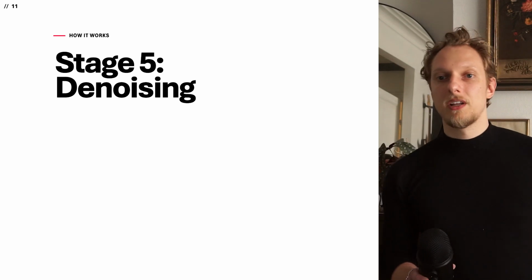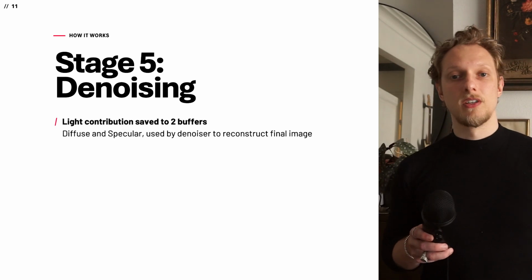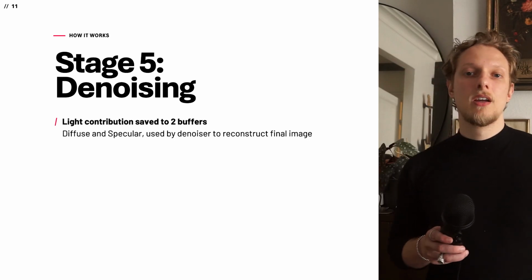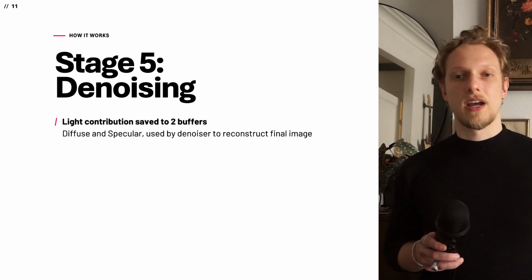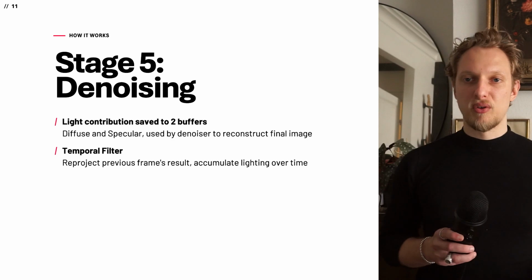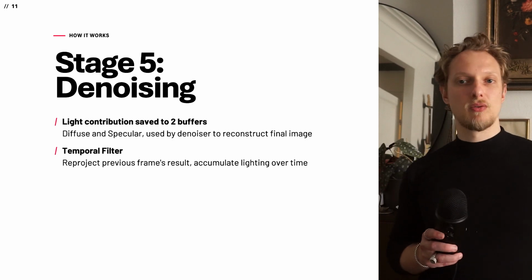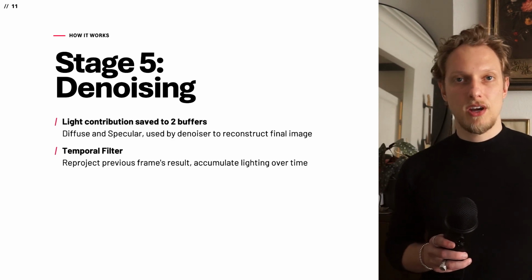Then it's time for stage 5, denoising. All the light contribution from all lights have been accumulated into 2 render targets, the diffuse and the specular. A single denoiser then reconstructs the final high-quality image from this stochastic input. This denoiser has 2 parts. It has a temporal filter and a spatial filter. The temporal filter reprojects the previous frame's result and accumulates lighting over time.